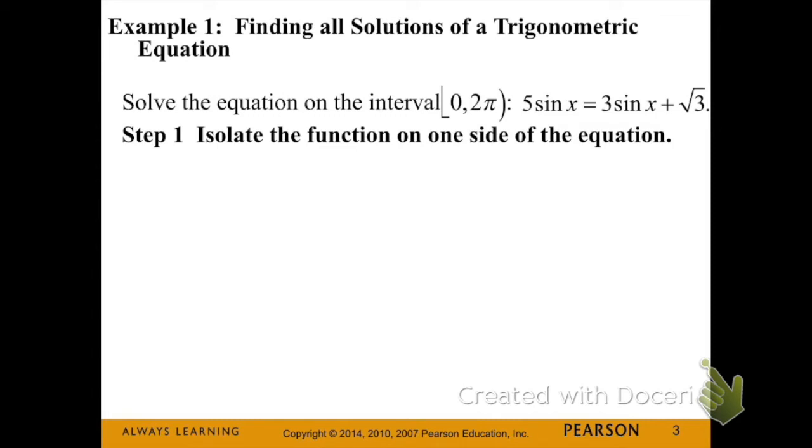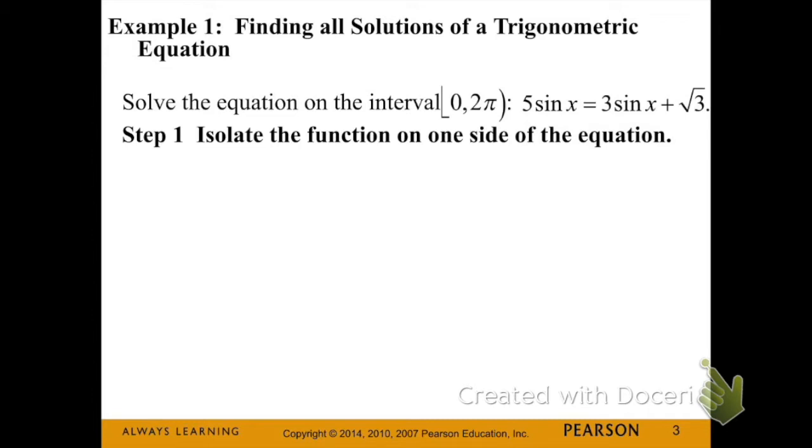Example 1, we're going to solve this equation on the interval from 0 to 2 pi. So specifying the interval here is really important. Since I've specified my interval 0 to 2 pi, I'm just going to get my answers off of the unit circle. I will show you though at the end, in case the problem doesn't specify an interval 0 to 2 pi, how to give an answer for the interval of all real numbers.